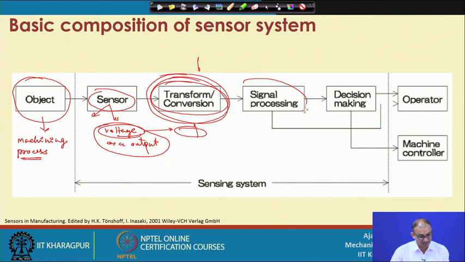So, now you need signal processing. You have to process the signal you are getting from the sensor. What is required out of that: whether you need an average value, the highest value, the lowest value, or what other things are required.